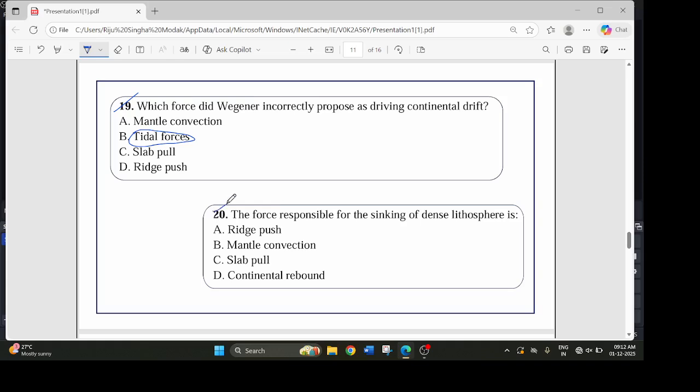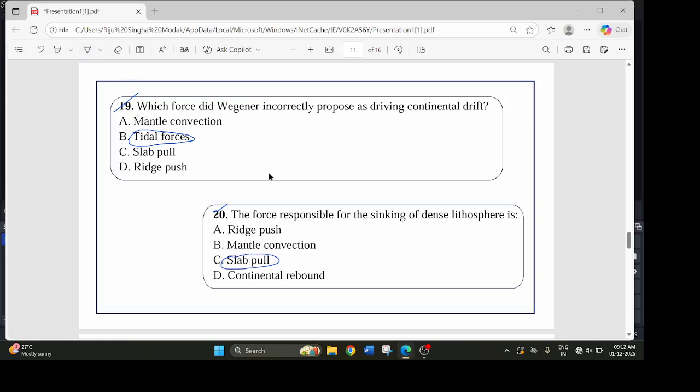Question 20: the force responsible for the sinking of dense lithosphere is ridge push, mantle convection, slab pull, or continental rebound. The correct answer is slab pull. That explains the previous question.